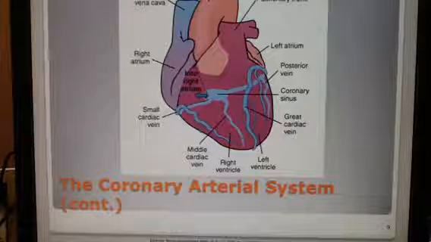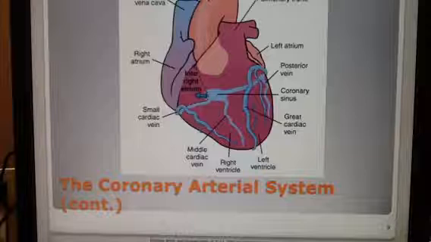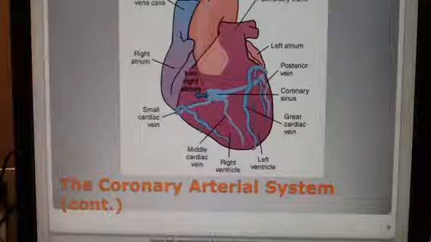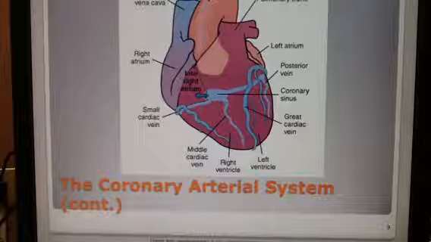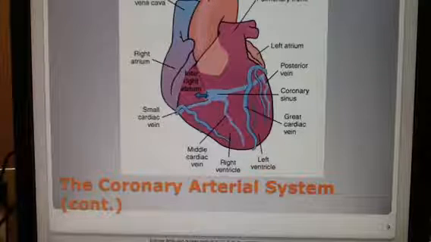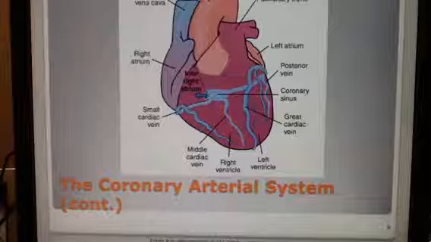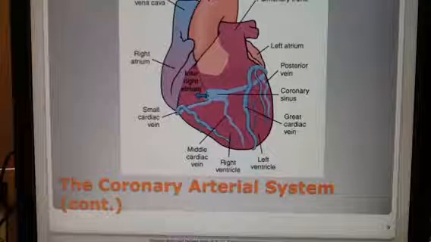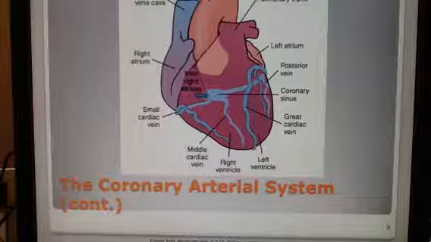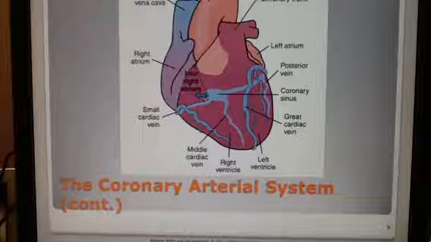So just like we had on the last slide, we had an arterial system that fed the heart muscle itself. Once that muscle is fed and the blood is deoxygenated, then now we have veins that are going to collect the blood and bring it back and dump it right into the right atrium right here.